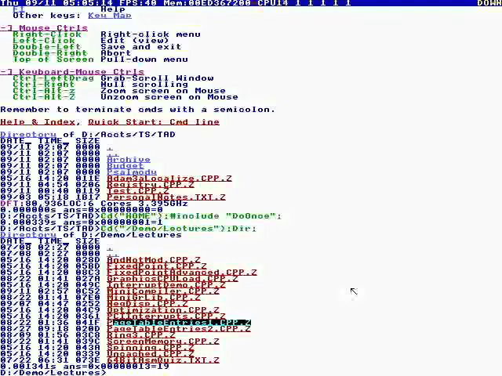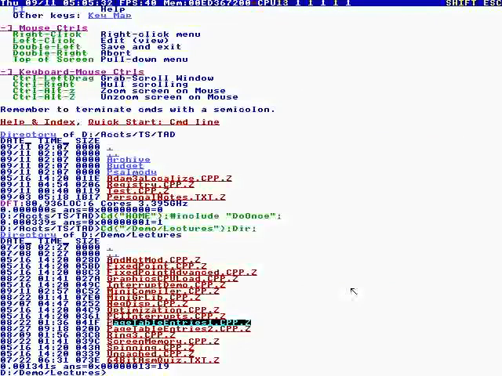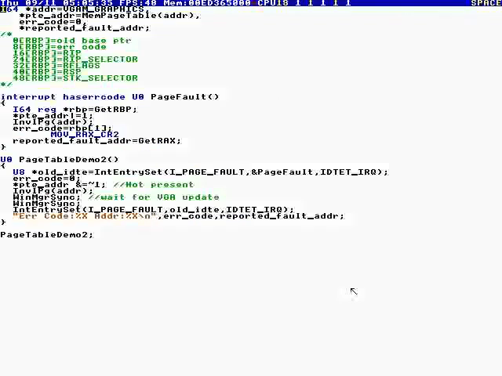Anyway, page tables. So I identity map everything, but I made a couple demos in case you want to play with page tables. This maps the screen twice so that you get a repeated chunk of screen. This has a handler. I made my own compiler. Let's go ahead and see what page fault does.